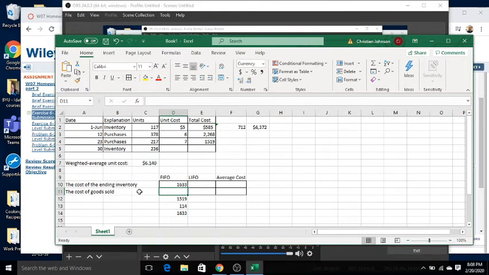And then for the cost of goods sold, all we have to do pretty much is merely subtract the ending inventory from the total cost calculated previously. So in this case, it's 4,372 minus 1,633. And that is the cost of goods sold.